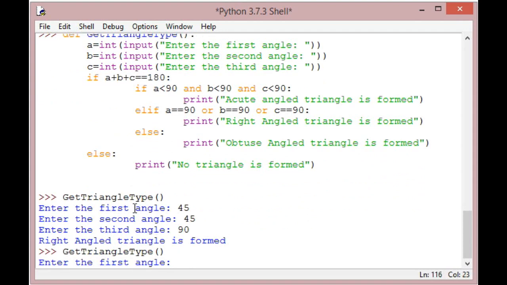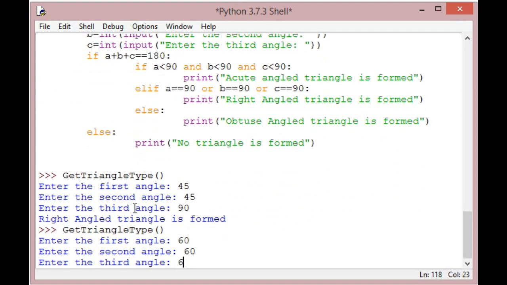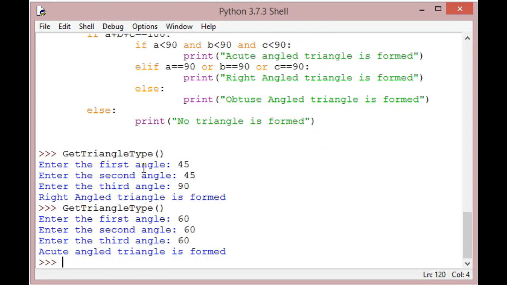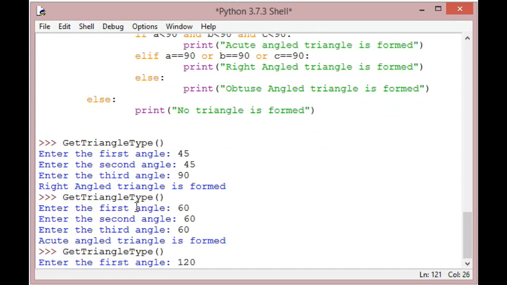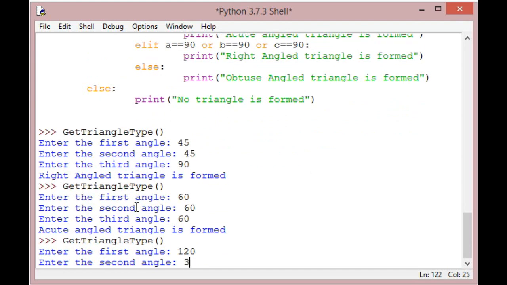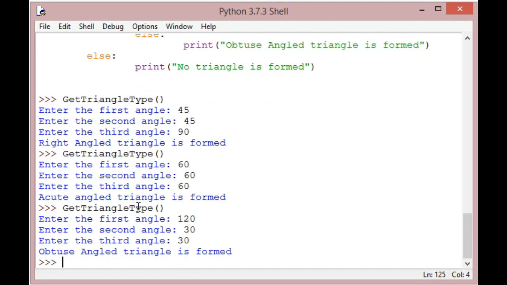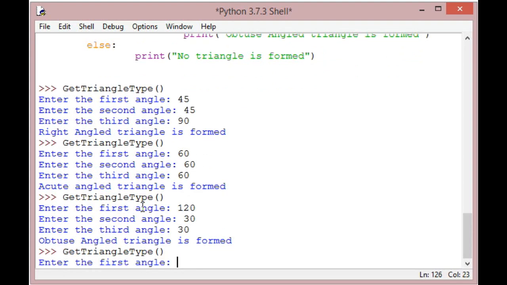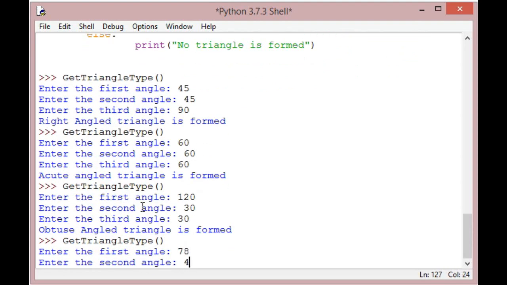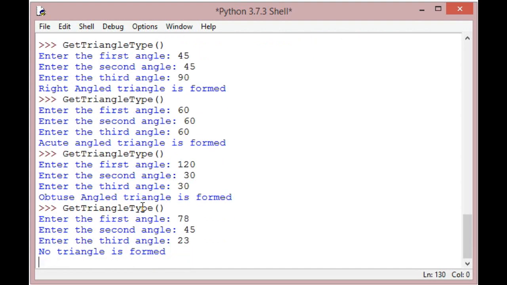I'll try once more for acute angled triangle. Once I will try for 120, 30 and 30, obtuse angle triangle, and once more to ensure that the whole thing is correct. Now I will put 78, 45 and 23. So it is not forming a triangle.